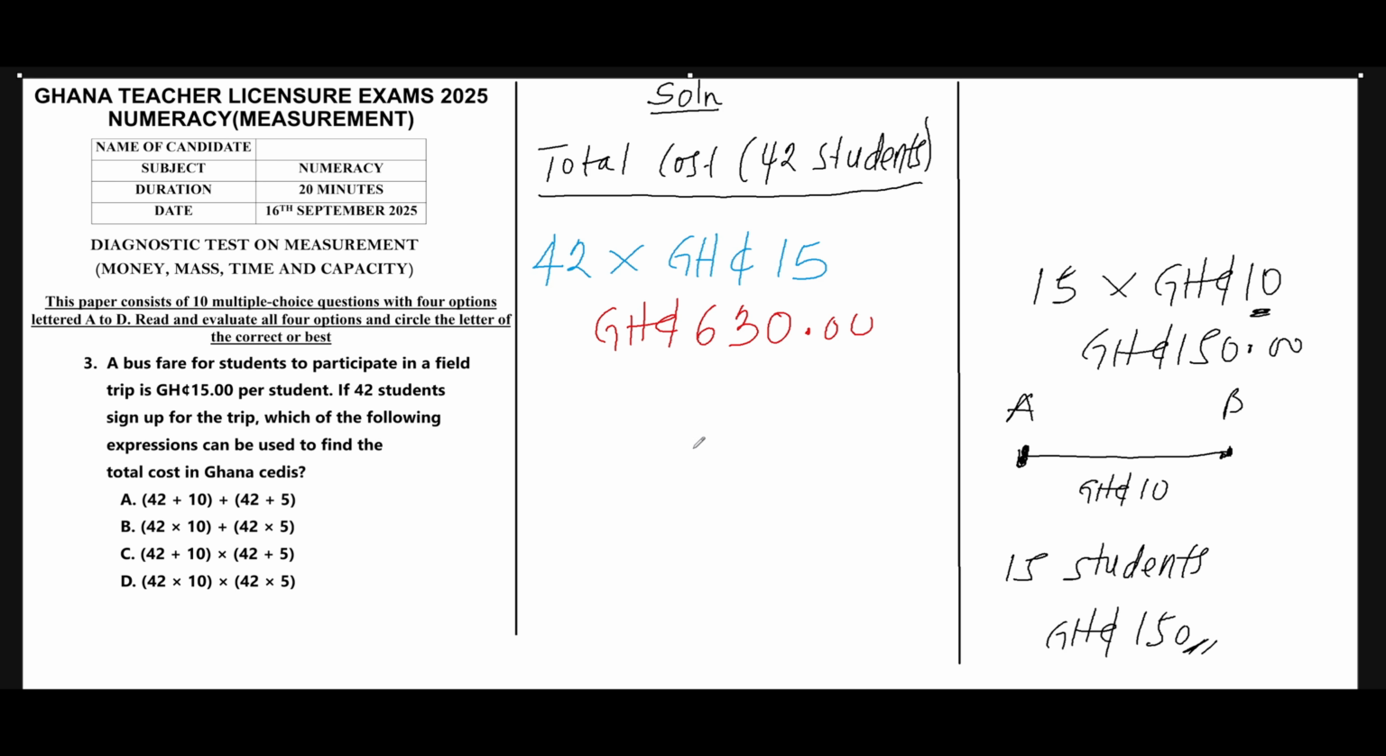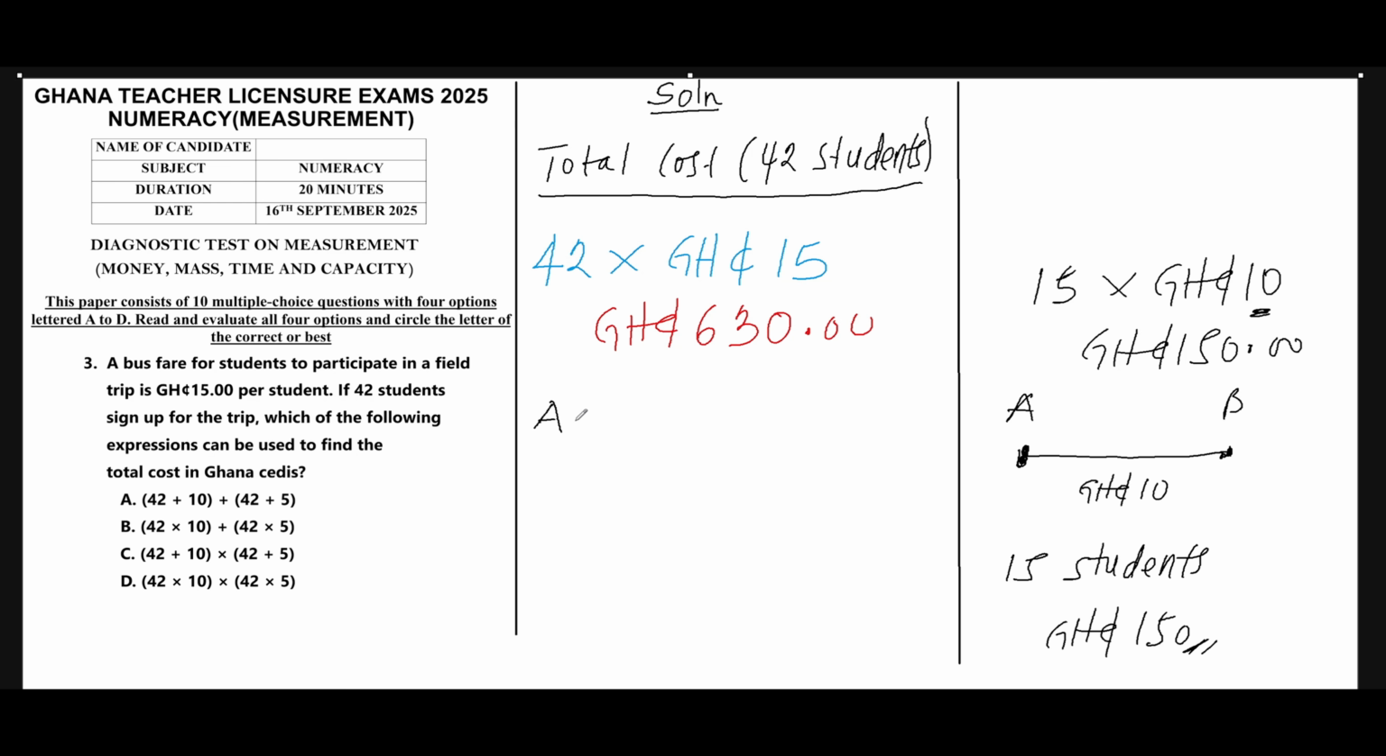But then we are not looking at the actual money. We are looking for an expression from these four alternatives that will give us this total cost for the 42 students. So this is what we are going to do: pick each of the alternatives, simplify, and compare the result to 630 cedis to see which of them is the right answer. So let's start with the first one.